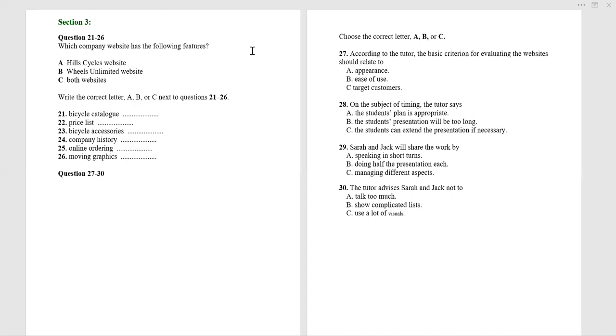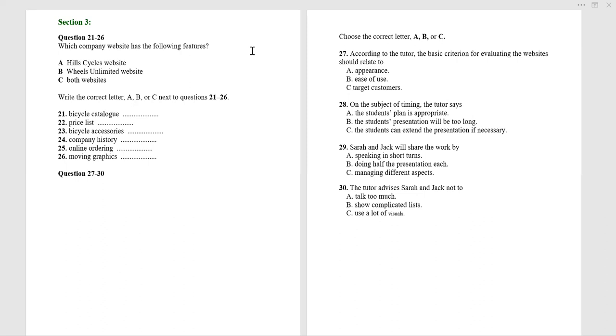Both companies show their catalogue. I mean, pictures of different models of bike with specifications. And prices? Yes, they're there too, although they list them in different ways. Hill Cycles have got them next to the pictures, and Wheels Unlimited show them on a separate page. But Wheels Unlimited advertises lots of other products connected with bikes, like helmets and clothing and tools. Yes, all kinds of things. And Hill Cycles? No, they only show the bikes themselves.